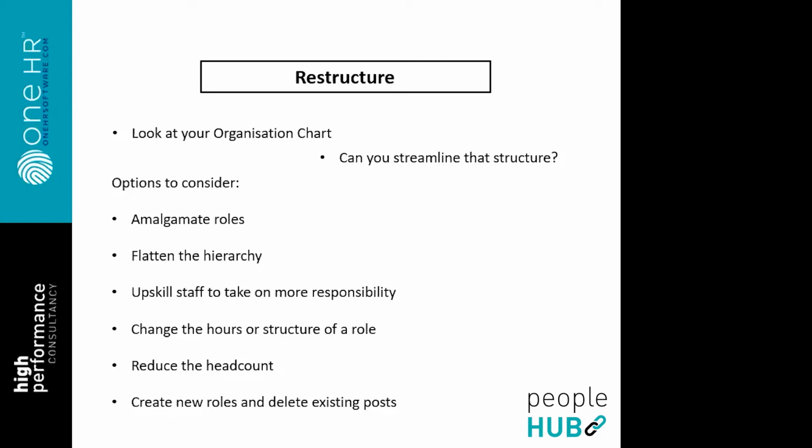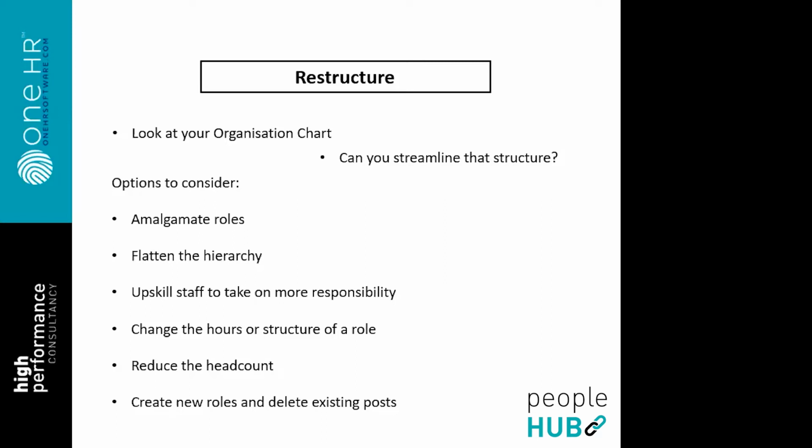Or the structure of a role. So is it currently servicing 3 parts of the business? Could it potentially service 5 parts of the business? Could you, with additional training, increase that employee's responsibility so that they can take on more work?